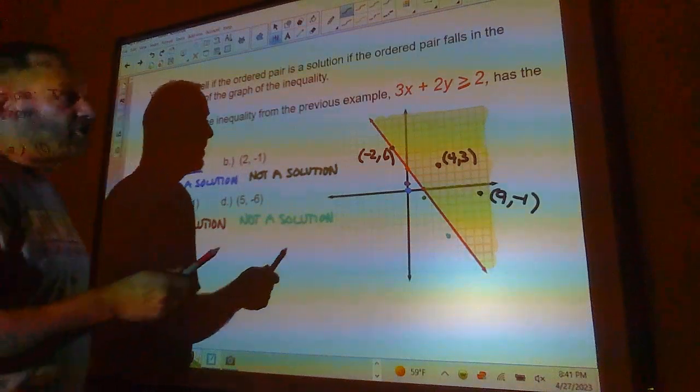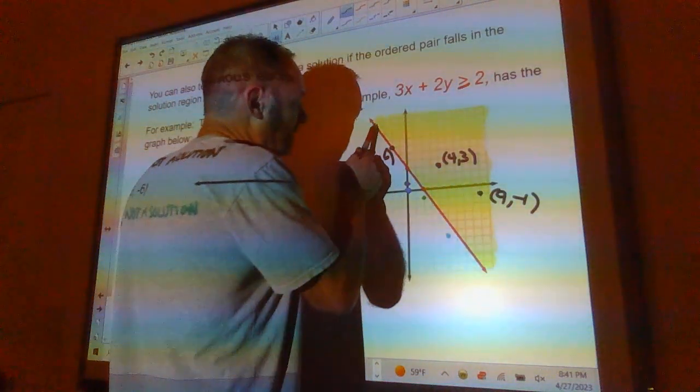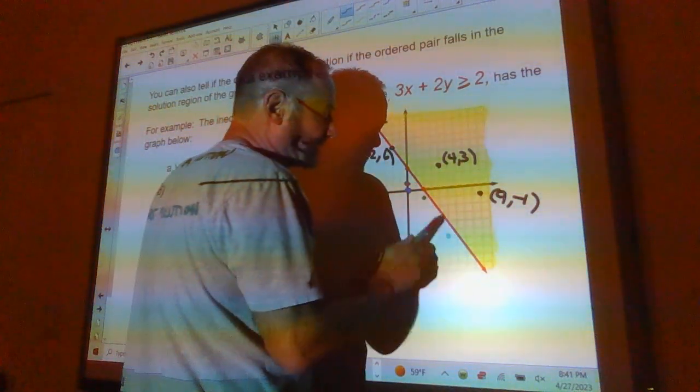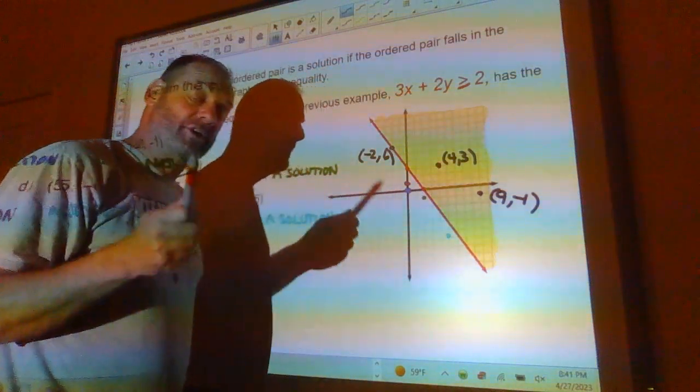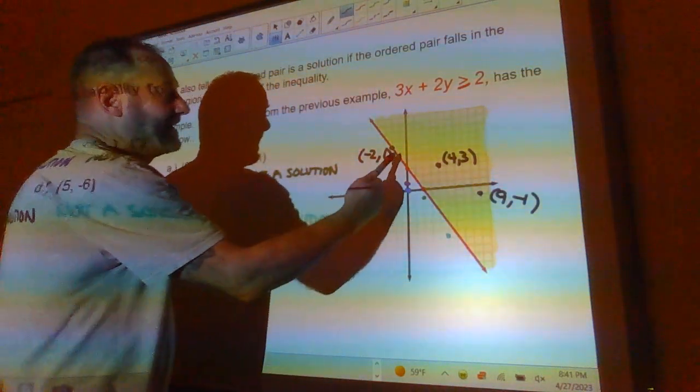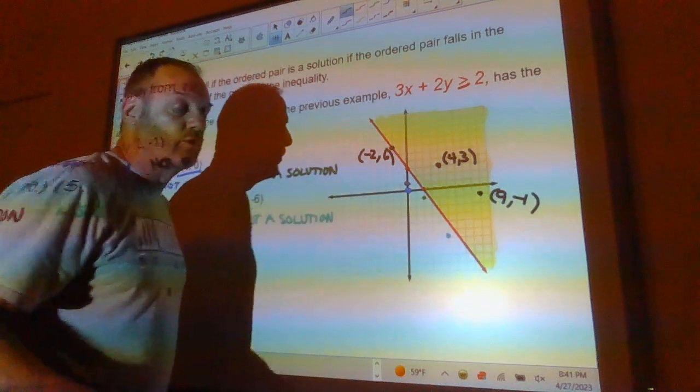Now if this was just greater than, this would be a dotted line instead of a solid line. Anything on the line would not be a solution, but anything right next to the line on the upper side would be a solution.